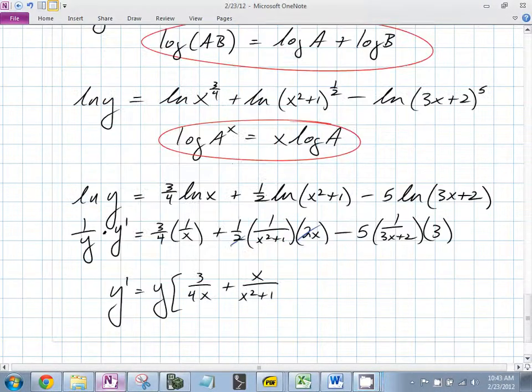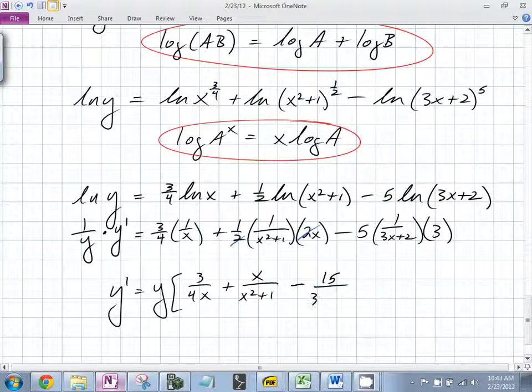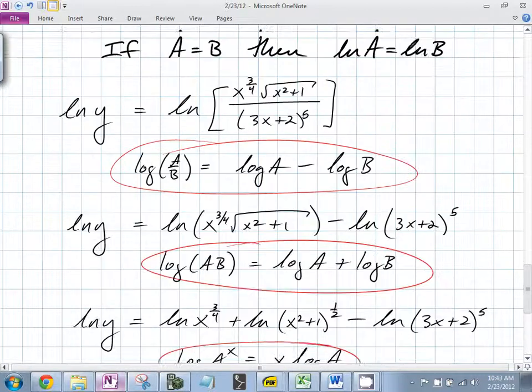And what do we end up with? Minus what, 15 over 3x plus 2. Is that correct? Yes. Let's go back here for a second. What does y equal?